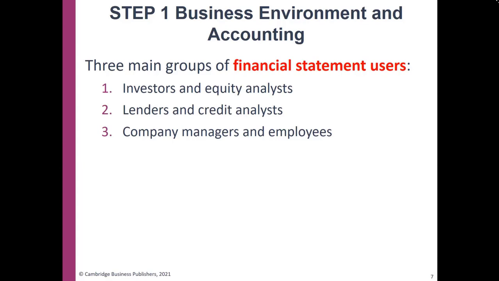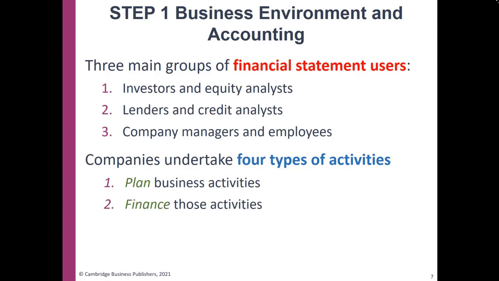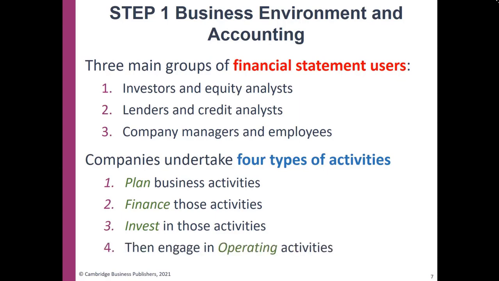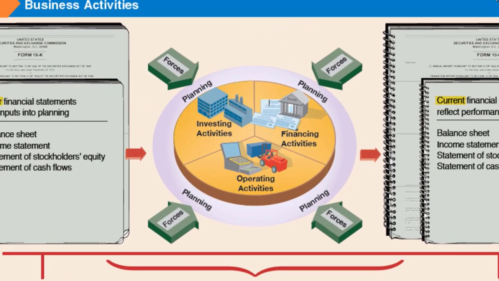Company managers use financial statements to run the business, and in so doing, they undertake 4 main types of activities. All companies plan their business activities, then they finance those activities, invest in those activities, and finally, engage in their operating activities. As we see in this exhibit, companies conduct all of these activities while confronting business forces, which include market constraints and competitive pressures, and that's what the green arrows represent.